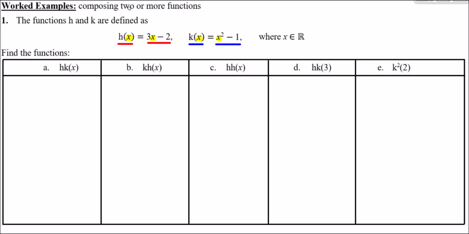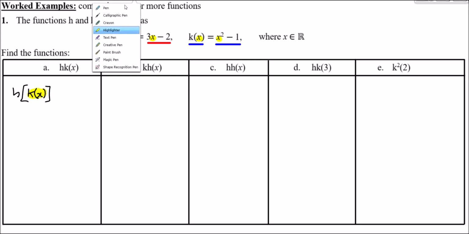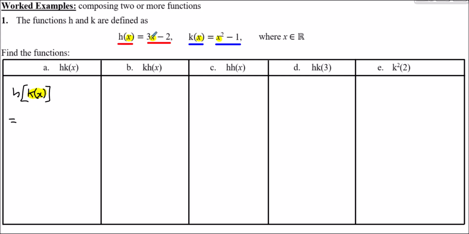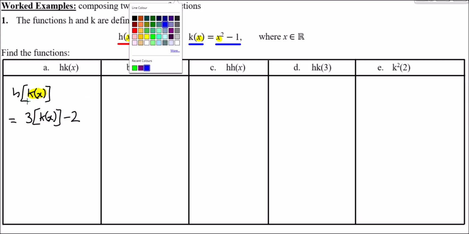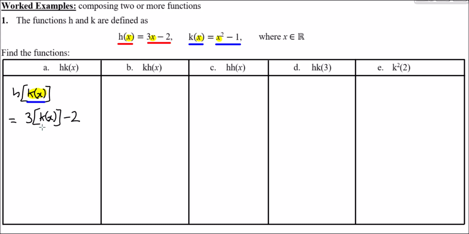So here, hk of x means we're doing h of the input, not of x itself, but this time k of x, so the input is a function in its own right. So let's think, what does h do as it's defined above? h takes the input, triples it, so normally it's 3x, this time it's going to be 3 lots of k of x, because that's our new input, then minus 2. Of course, the input here is k of x, and we're going to define k of x in a minute algebraically.